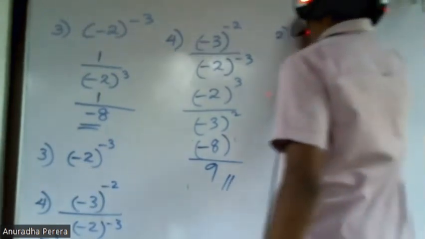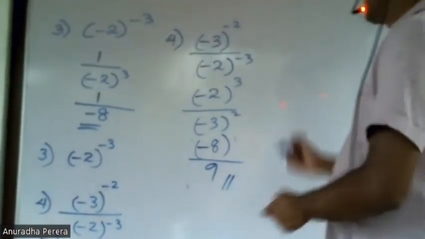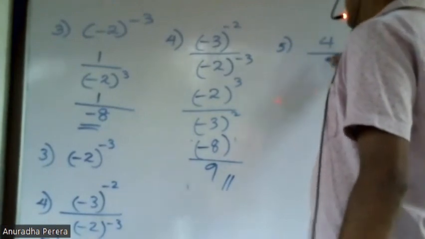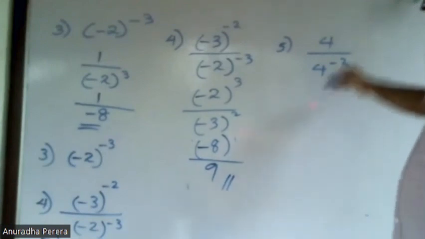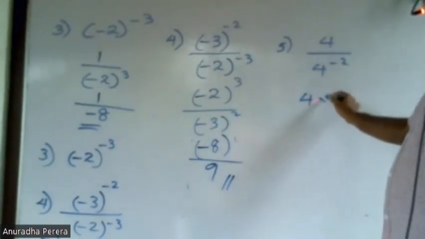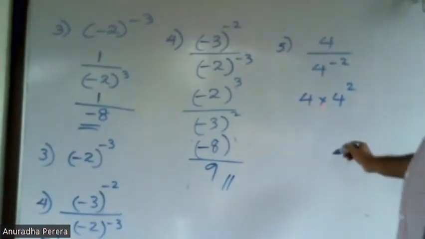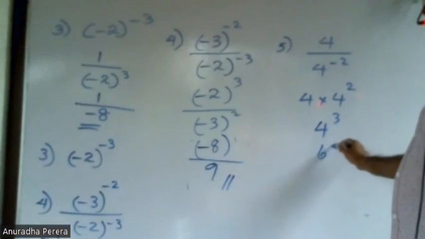In the last question, 4 over 4 to the power -2. You can write this -2 in the numerator. This becomes 4 to the power 2. The final answer is 4 to the power 3, 64. Have you got it?